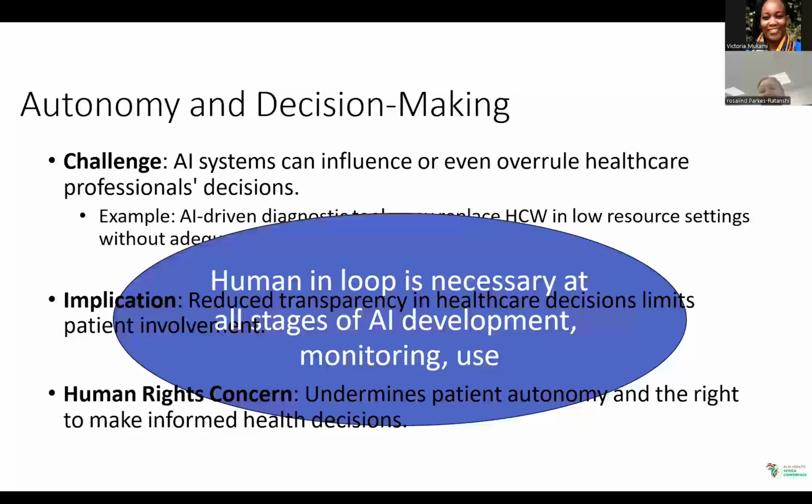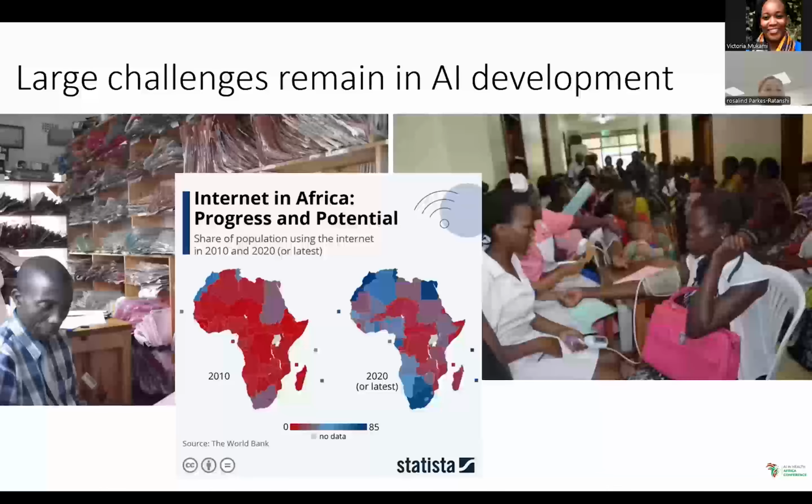Not understanding how decisions are made means that patients don't have autonomy, and they are not making informed decisions about their health because they don't know what the options are. So we need to let people know when we're using AI. We need to make sure that there's oversight at all stages of development, monitoring and use.